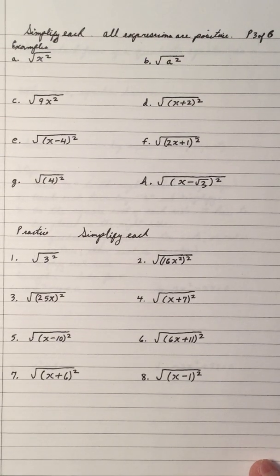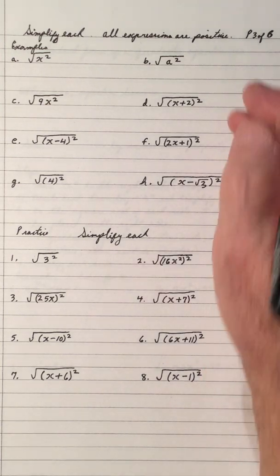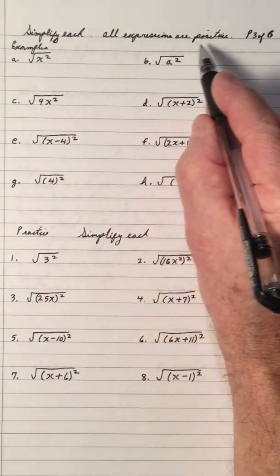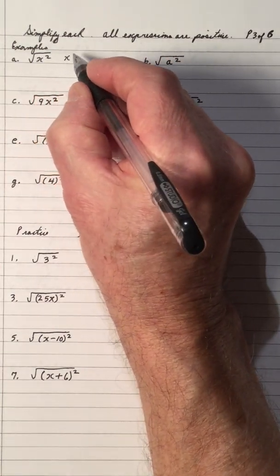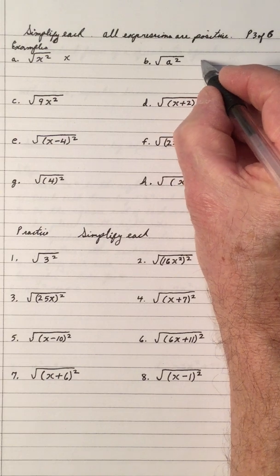Simplify each, another skill we need to get command of. Simplify each. All expressions are positive. So the square root of x squared is x. The square root of a squared is a.